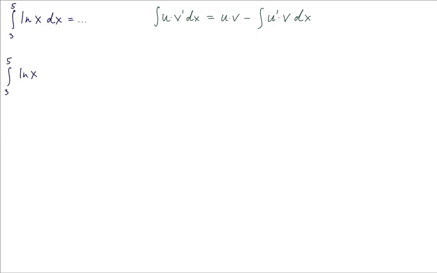Okay, so let's guess that that is our u function. ln x will be our u function, but what's v prime then? There is nothing here at all. What is v prime? Not a problem. Let's introduce 1 times 1. That's going to be our v prime.